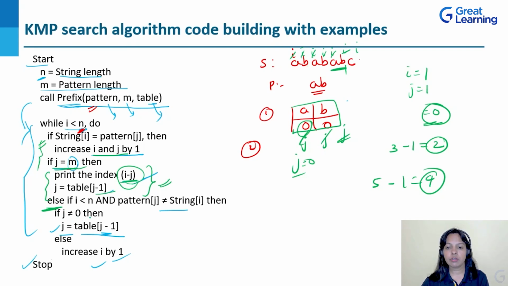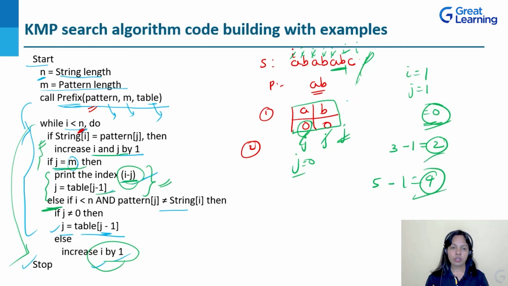If j is not equal to 0, but here j is equal to 0, then in that case you have to just simply increase I by 1. So you'll increase I by 1 and you will reach the end of the string. Hence you'll come out of this while loop and the algorithm will stop. And this 3 will be the output of the code. So this is how I have traced the algorithm.